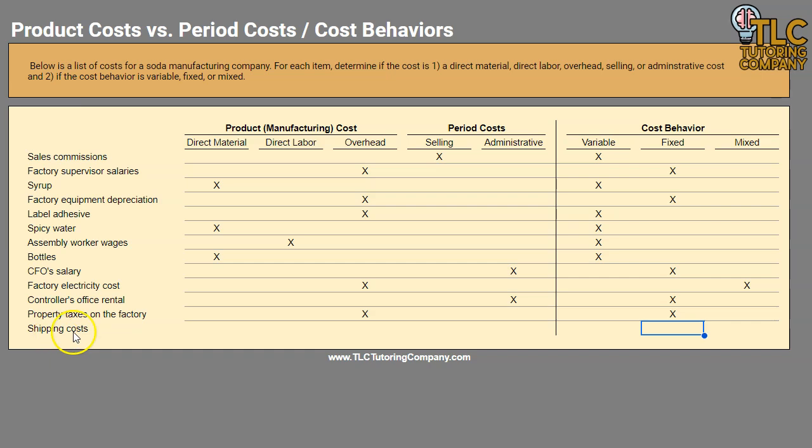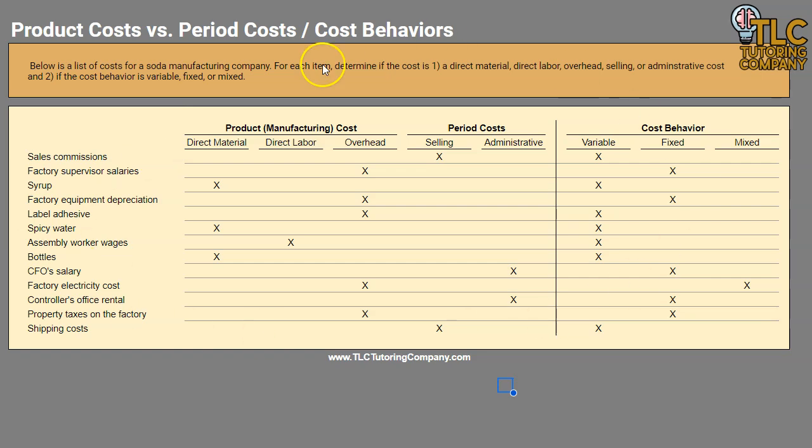And shipping costs. So shipping costs are considered a period cost. They are selling. And it increases as we sell more. So that would be considered a variable cost.